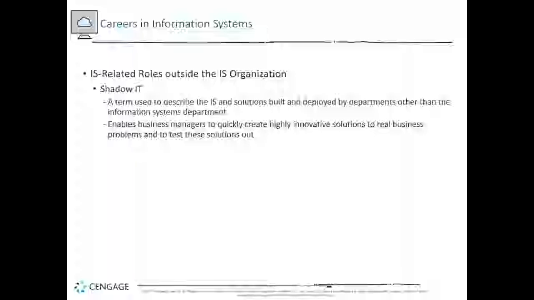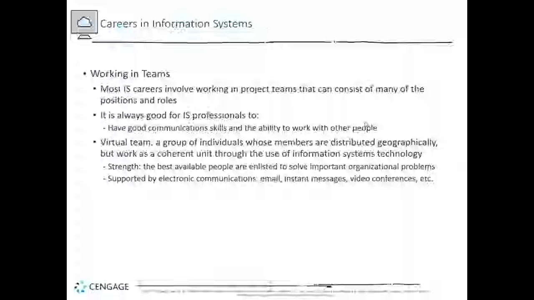Careers in information systems. IS-related roles outside the IS organization. Shadow IT is a term used to describe the IS and solutions built and deployed by departments other than the information systems department. It enables business managers to quickly create highly innovative solutions to real business problems and to test these solutions out.